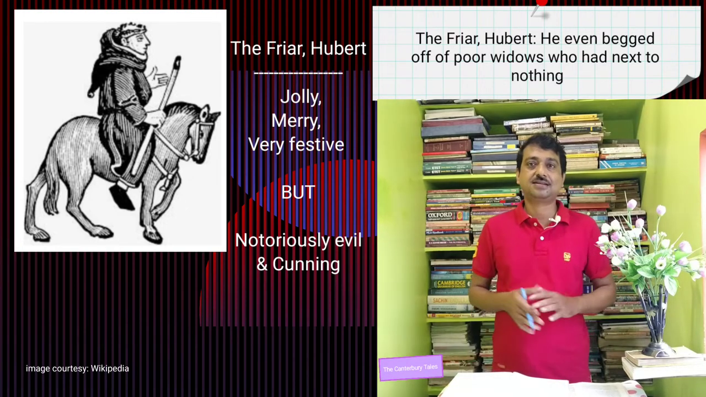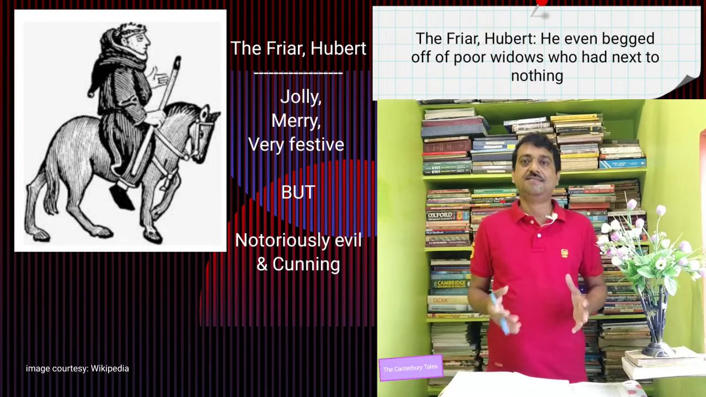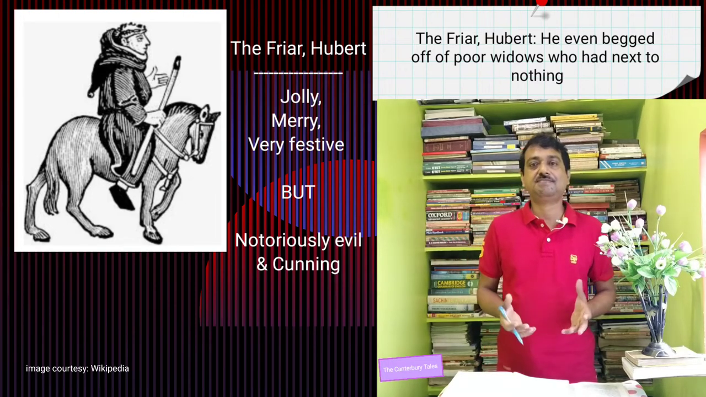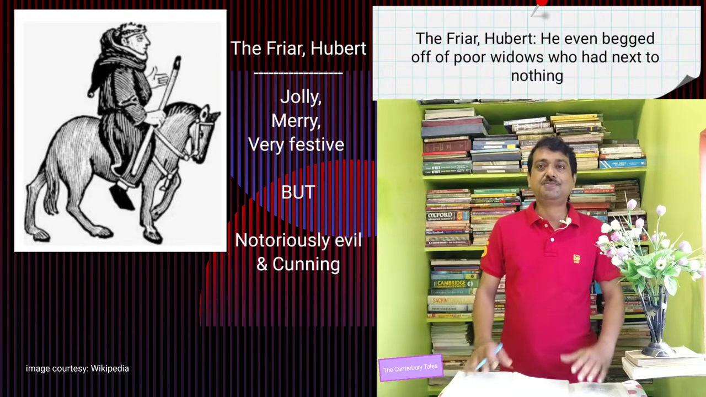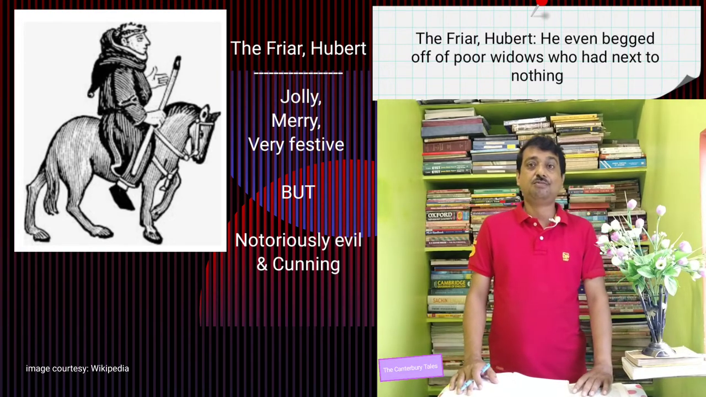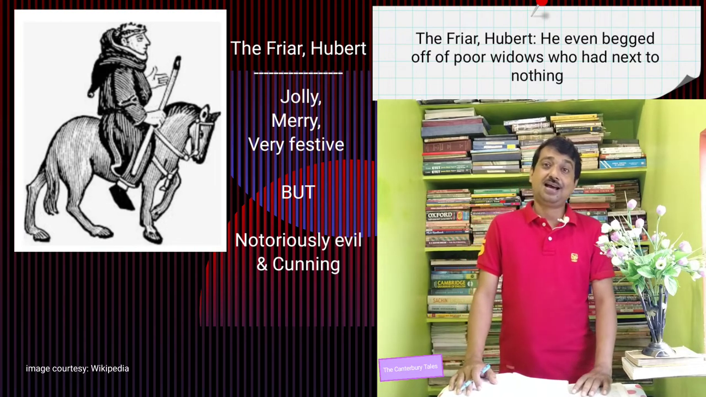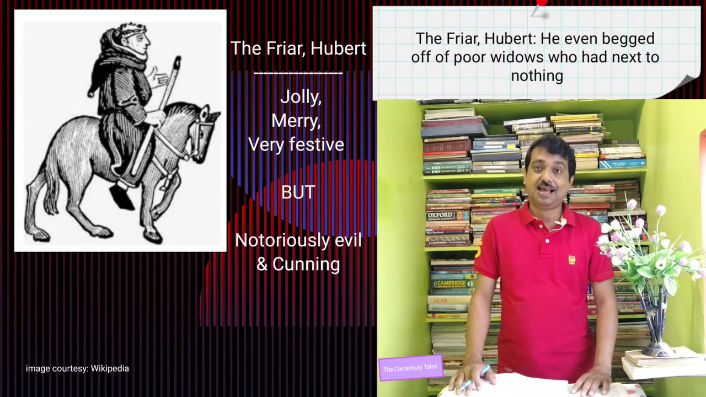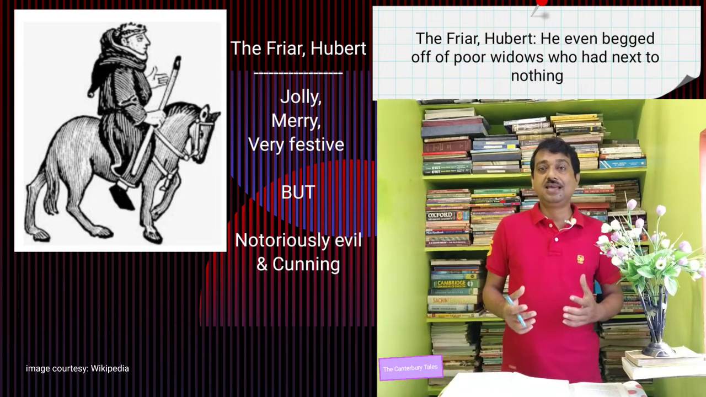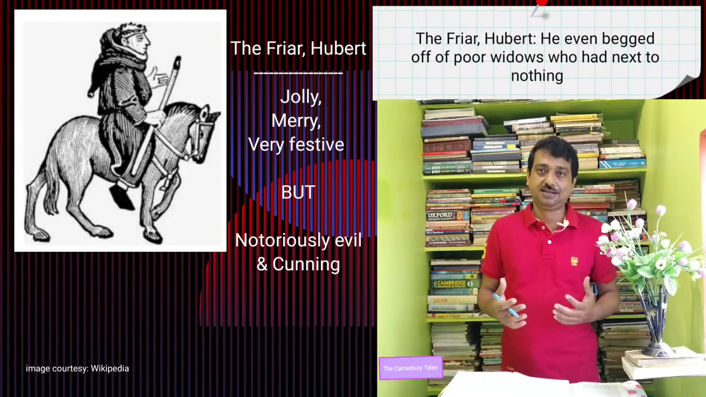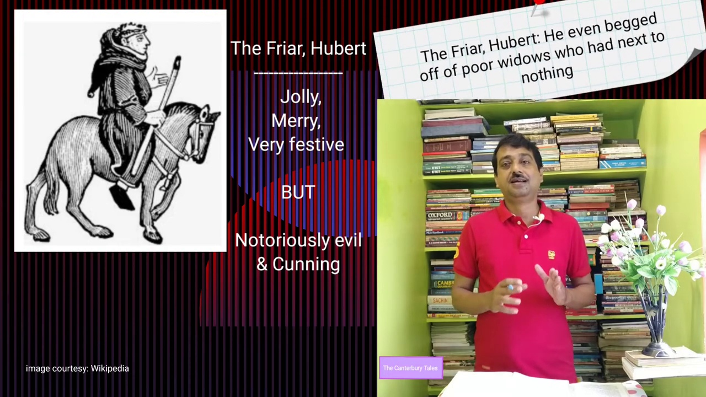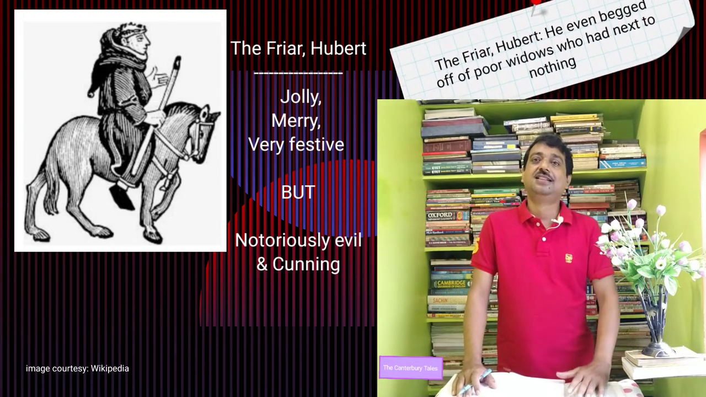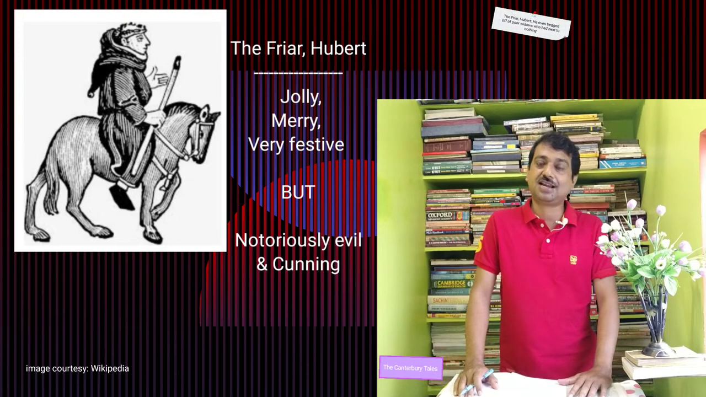White-necked, he was jolly, merry, very festive in dress, with expensive fabrics, but notoriously evil and cunning. He charged people to hear their confession; the more you paid, the more repentant you were. As he is licensed to beg, he even begged from poor widows who had next to nothing. So these are the systematic corruption, or the corruption in charge, that Chaucer has highlighted through his character.